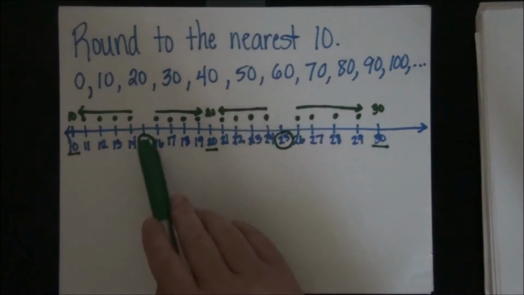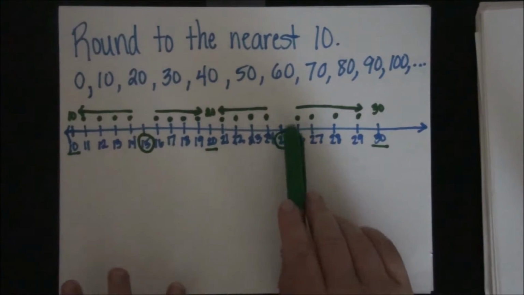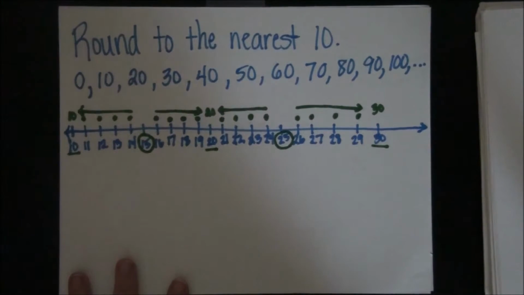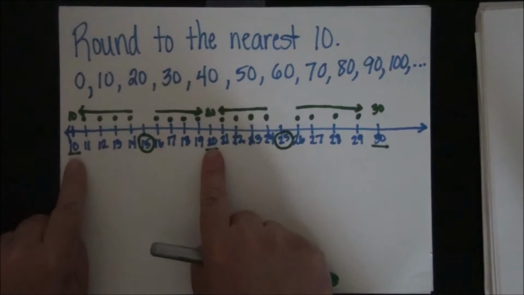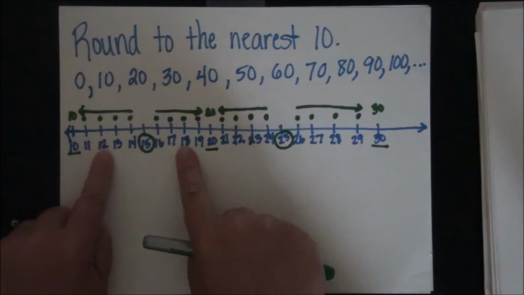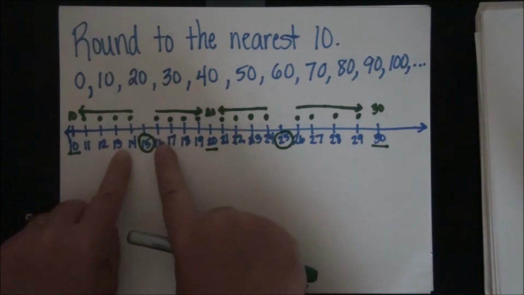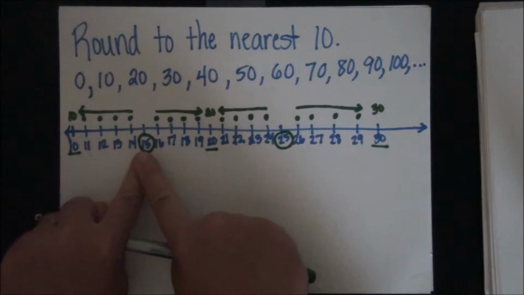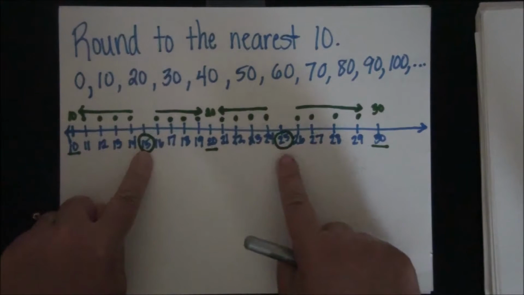Okay, so 15 and 25 are not identified yet. The reason is they're exactly in the middle. If I put my finger on 10 and 20 and I go in a number, in a number, in a number, these two fingers will come together because 15 is exactly in the middle. 25 is also exactly in the middle.